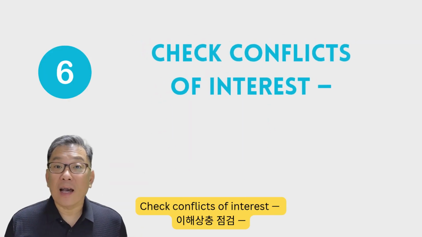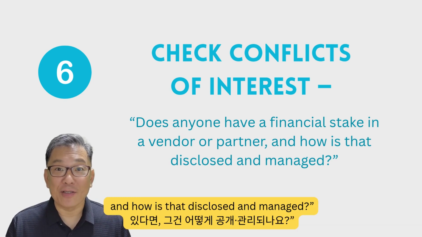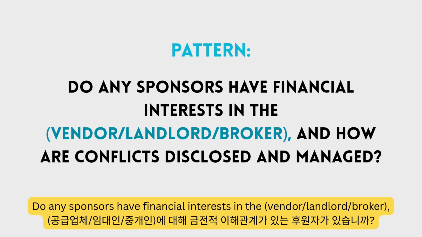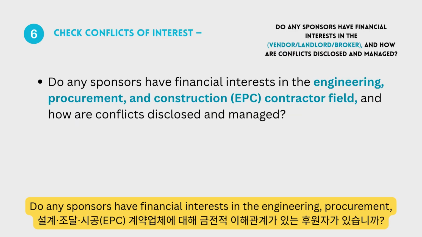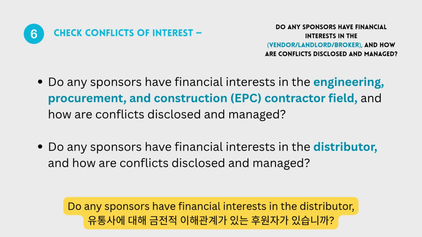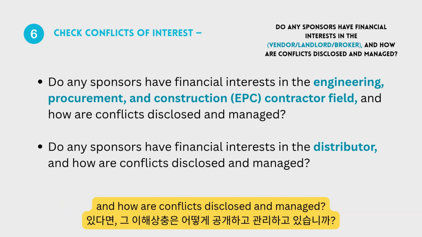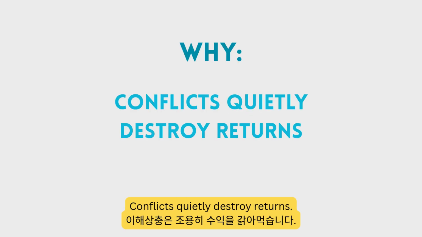6. Check conflicts of interest. Does anyone have a financial stake in a vendor or partner? And how is that disclosed and managed? Pattern: Do any sponsors have financial interests in the vendor, landlord, broker? And how are conflicts disclosed and managed? Use the pattern like this. Do any sponsors have financial interests in the engineering, procurement, and construction contractor field? And how are conflicts disclosed and managed? Do any sponsors have financial interests in the distributor? And how are conflicts disclosed and managed? Why? Conflicts quietly destroy returns.